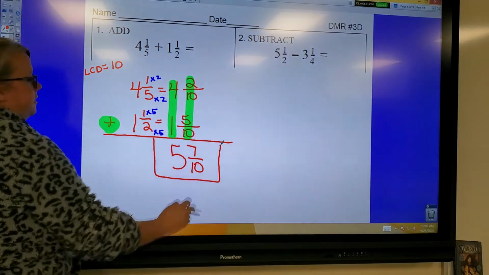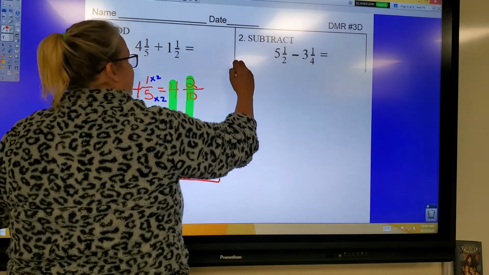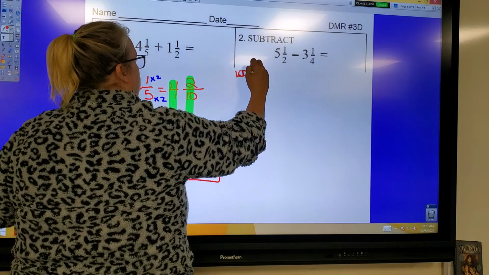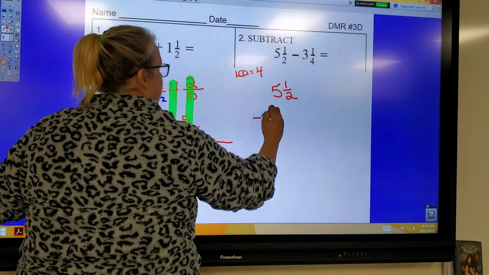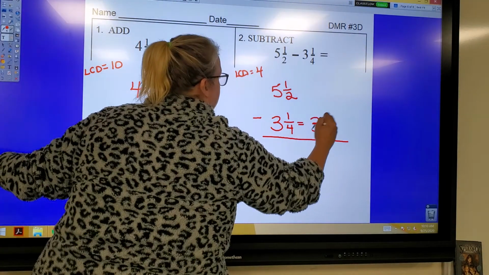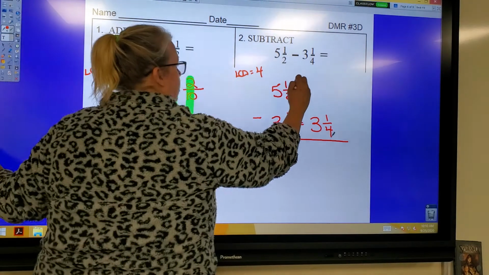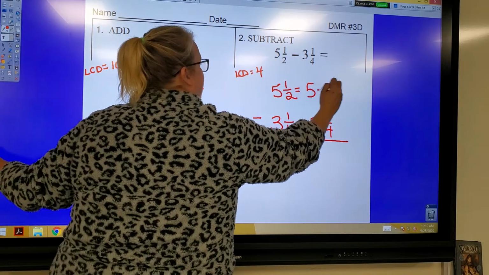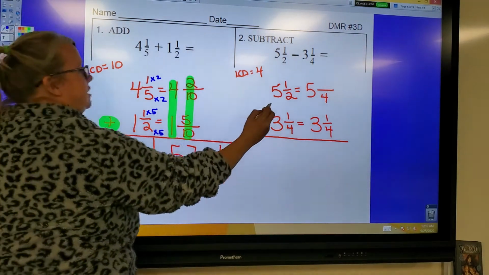Here's my final answer. Looking at number 2, my denominators are 2 and 4. The LCD of 2 and 4 is 4. So that's nice. One of my denominators gets to stay the same, so that's less work for me, which is what we want. We want less work. So 3 and 1/4 is going to stay 3 and 1/4, but 5 and 1/2 is going to become 5 and something over 4.